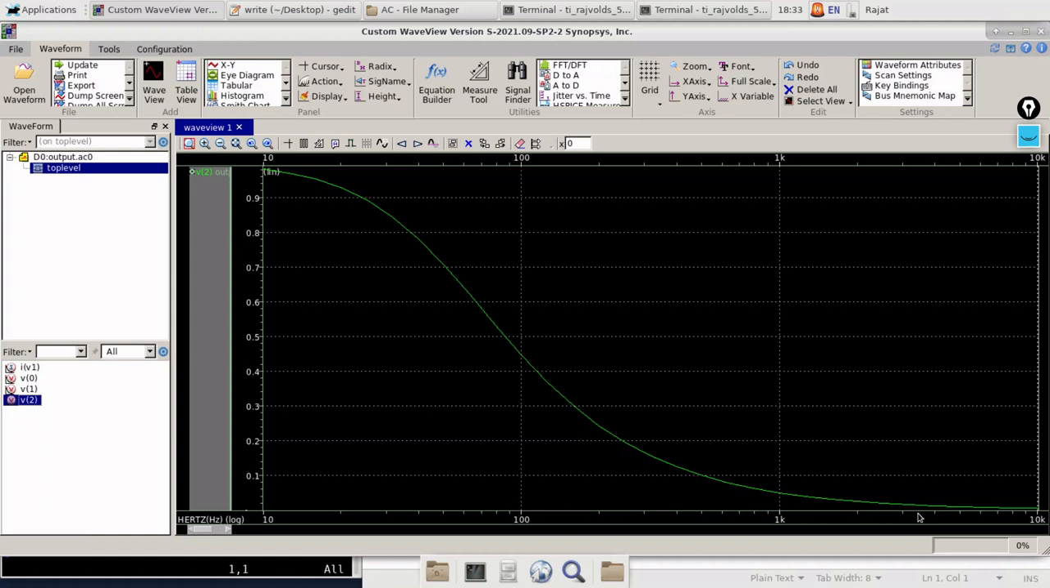I hope that you are able to understand the AC analysis. And here we have concluded all three types of analysis: the DC, transient, and the AC analysis.